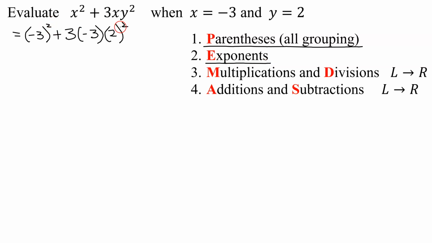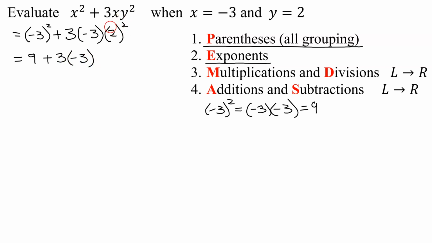I have 1 here and 1 here. So I'm going to get negative 3 all squared. Remember, negative 3 all squared means negative 3 times negative 3. A negative times a negative is a positive. 3 times 3 is 9. So I'm going to get 9 plus 3 times negative 3. And now I need to evaluate this exponential expression. So I have 2 squared, which is 2 times 2, which is 4.